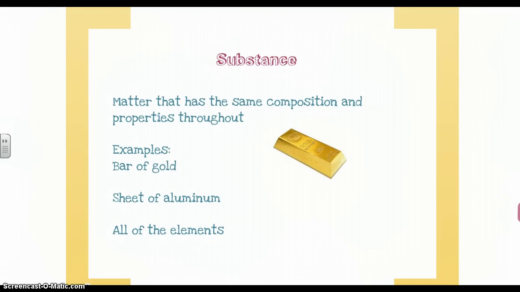So first off, we've got a substance. A substance is matter that has the same composition and properties throughout. So no matter what part of it you took, it would be made of the exact same amount of atoms. An example is a bar of gold. It's made of just gold atoms. A sheet of aluminum is made of just aluminum atoms. So it doesn't matter which part of it you take, it's all made of the exact same things. Okay, that's what a substance is. So a substance is pure. It's made of entirely the same atoms.